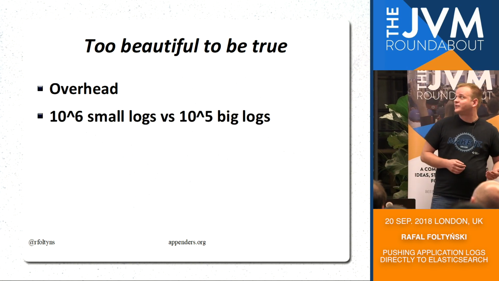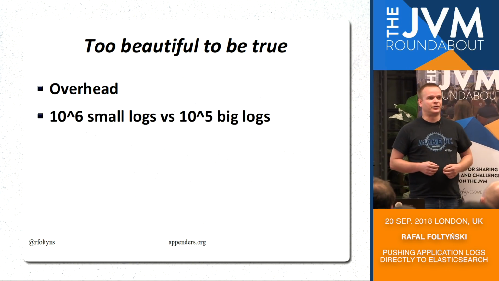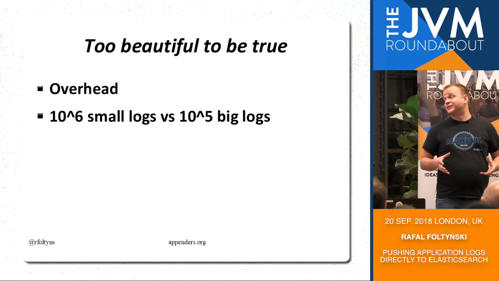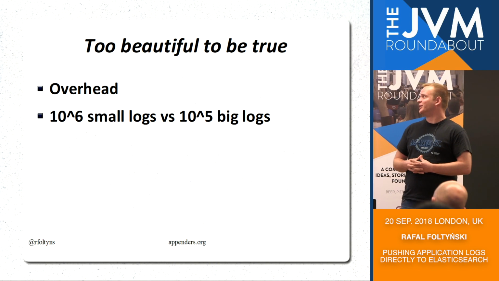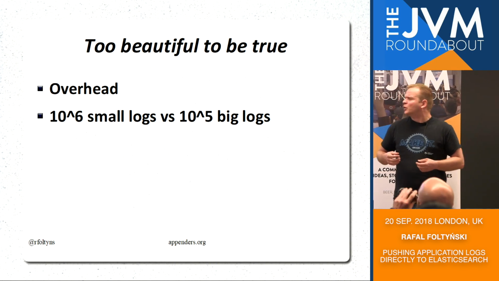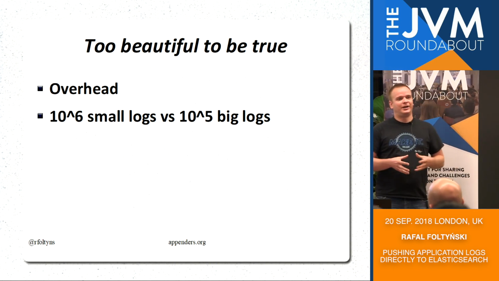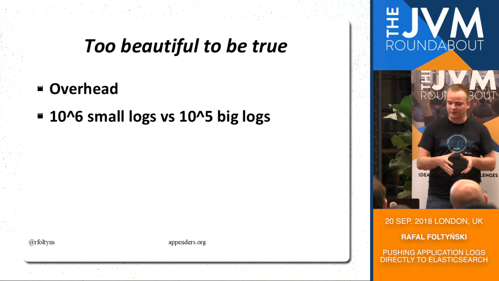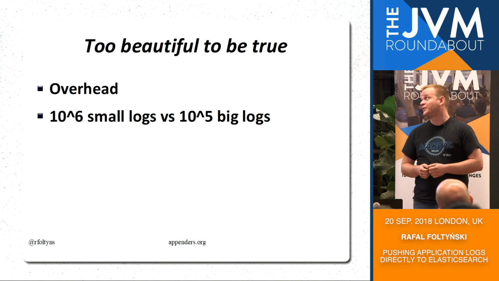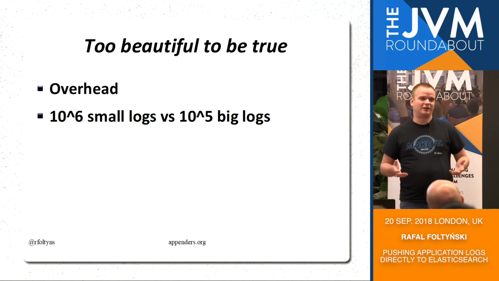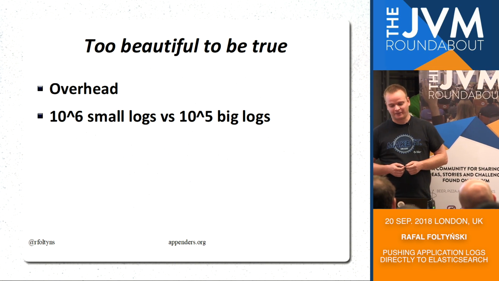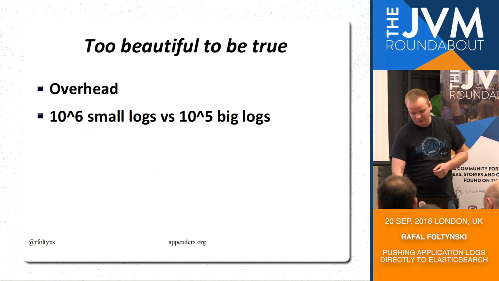At some point, you'll have to decide whether you want to push 1 million small, tiny logs per minute, or 100,000, or whether you want to push some bigger logs. In this case, you would have to reduce their amount, because all of these decisions have an impact on your application responsiveness.